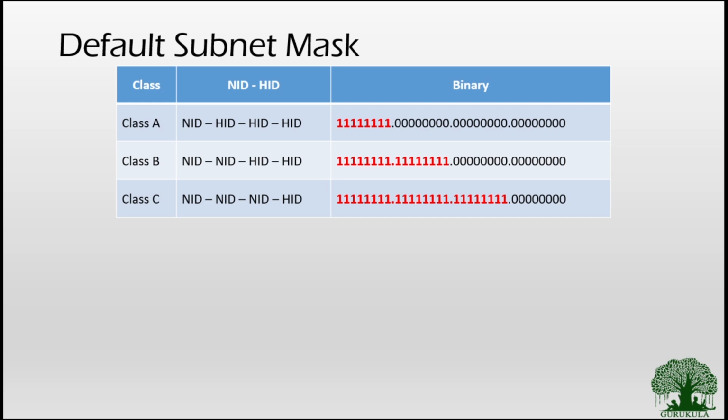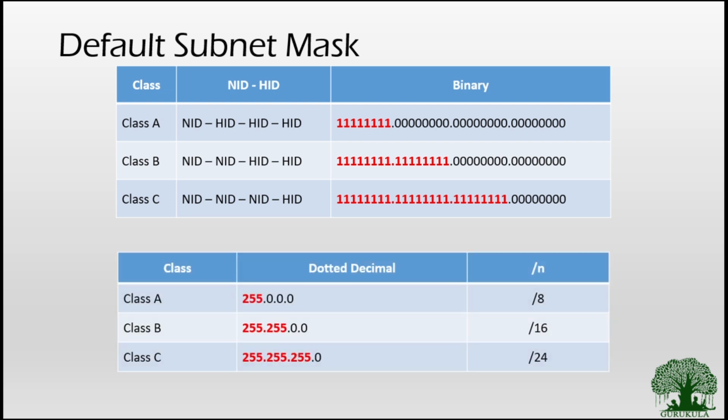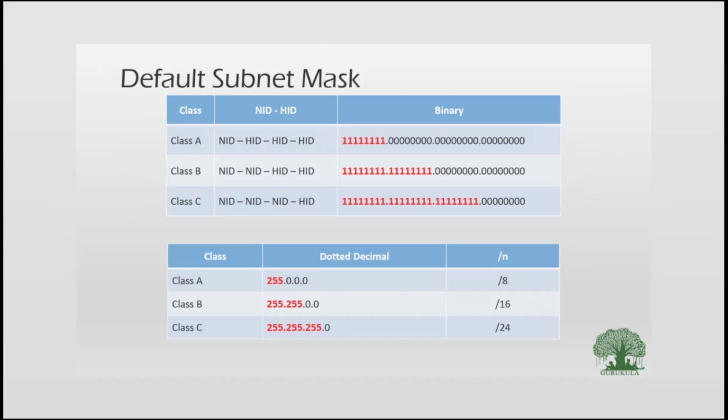A default subnet mask for class A, class B, and class C is represented over here. This table will give you a clear understanding of the default subnet mask for each of the classes that you see, along with the dotted decimal representation and /n representation for class A, class B and class C. So if no subnetting is performed, the default /n representation for class A is /8, for class B is /16, and for class C is /24.